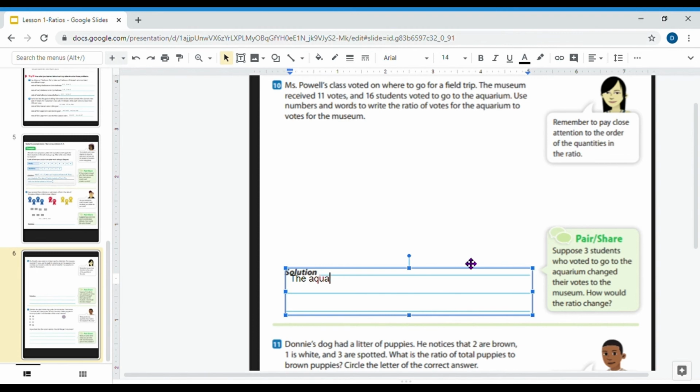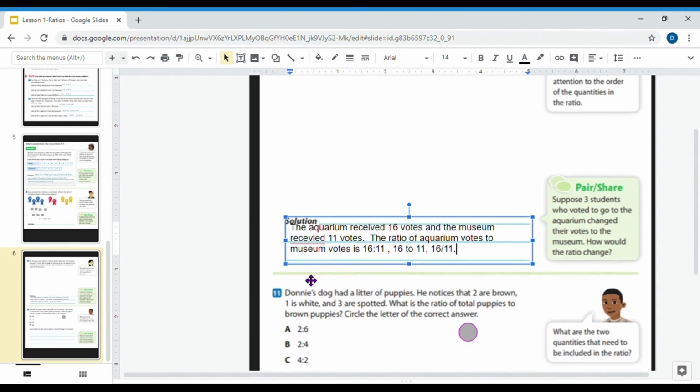The aquarium received 16 votes and the museum received 11 votes. If I could spell. The ratio of aquarium votes to museum votes is 16 colon 11, or you could write that with the word to, 16 to 11, or you can write it as a fraction, 16 over 11.